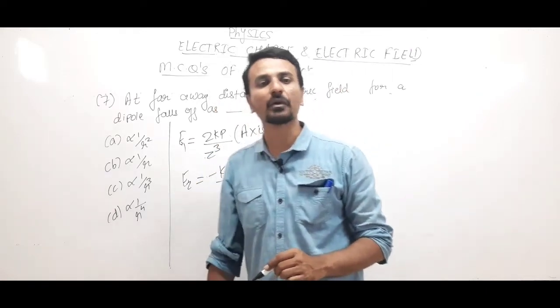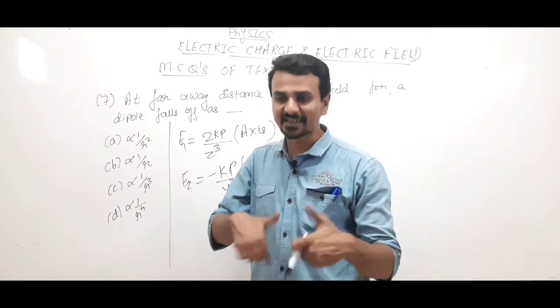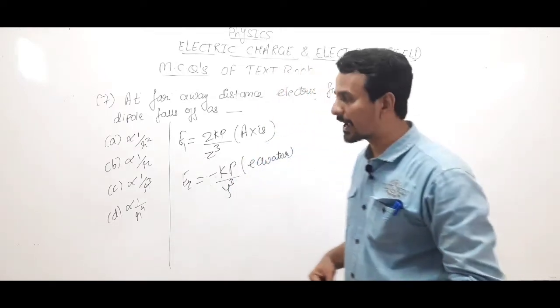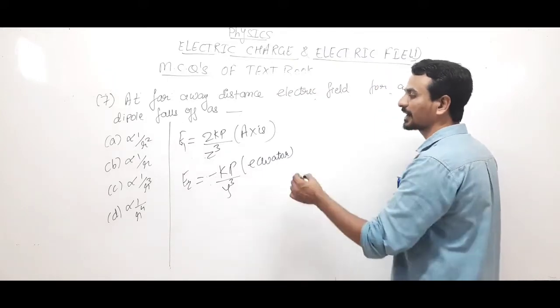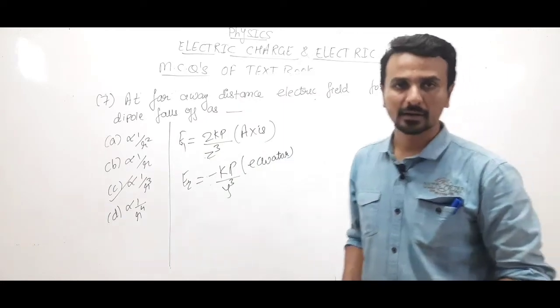Right? Electric field is inversely proportional to r², that is for a point charge. But for a dipole at far away distance, electric field changes as 1/r³. Got it? Clear? The next one.